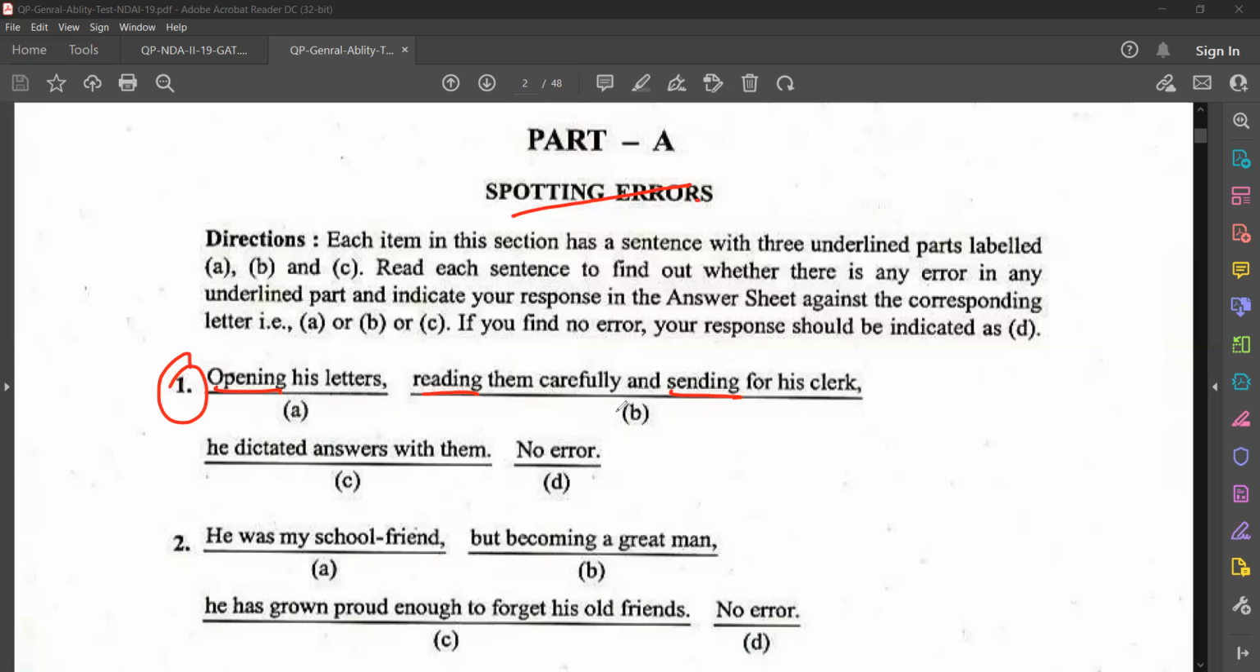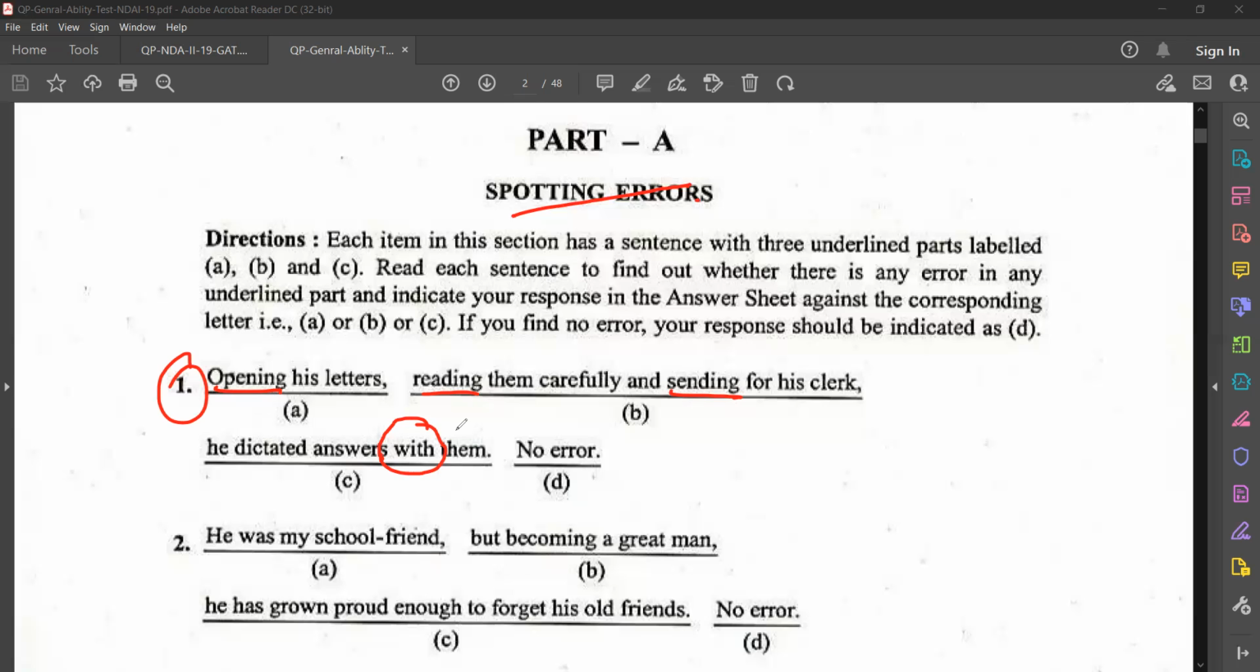Opening his letters, reading them carefully, and sending for his clerk, he dictated answers with them. That is wrong, isn't it? Answers with them is wrong. It should be, he dictated answers to them, isn't it? Answers to.